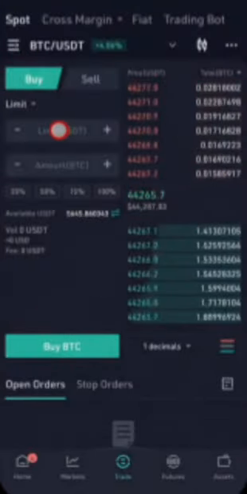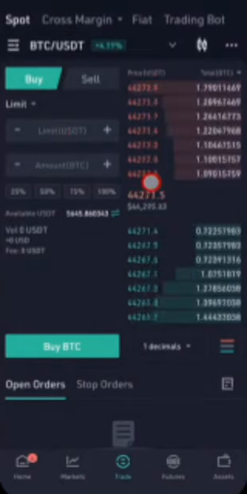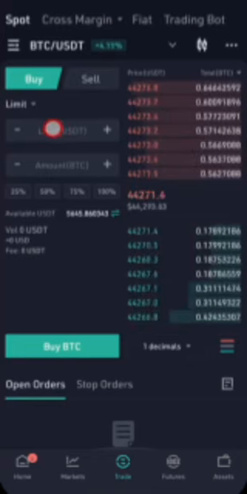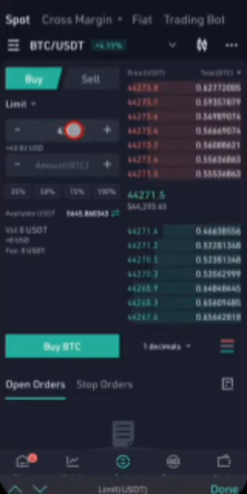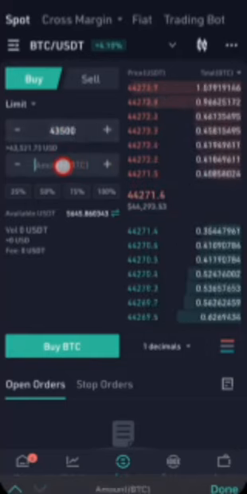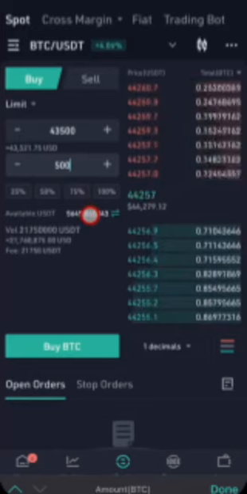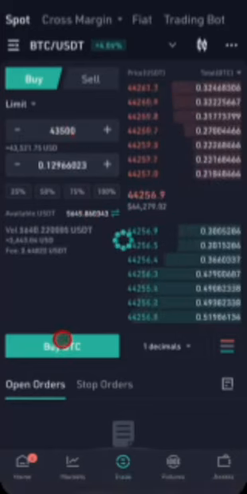Let's say currently the price of Bitcoin is 44,260, roundabout that. So let's say I want to pay a bit less. Let's say I want to pay 43,500 US dollars. So I'm going to set the price right here that I'm willing to pay per Bitcoin. Then here I can type in how much of my US dollar Tether I want to spend. So let's say I want to spend 500 US dollar Tether on Bitcoin at this price. Then I can simply click on buy BTC.